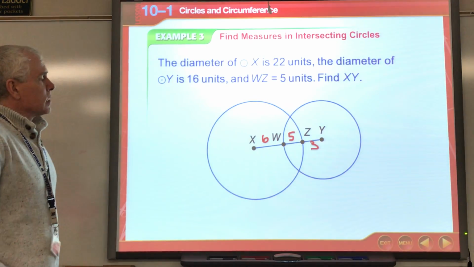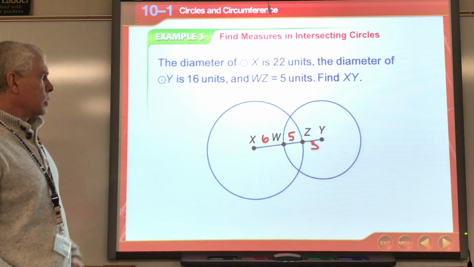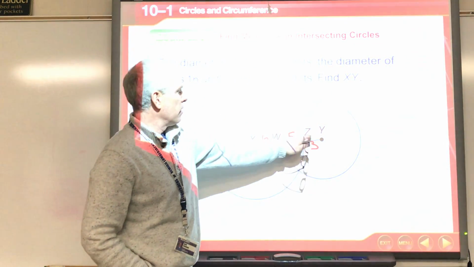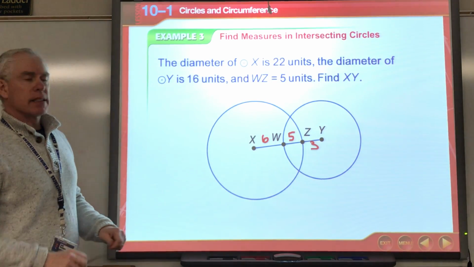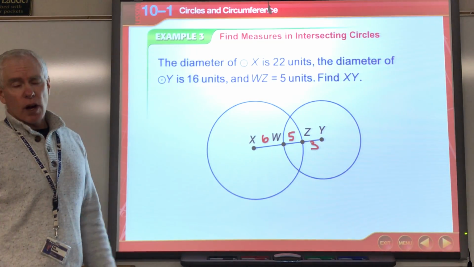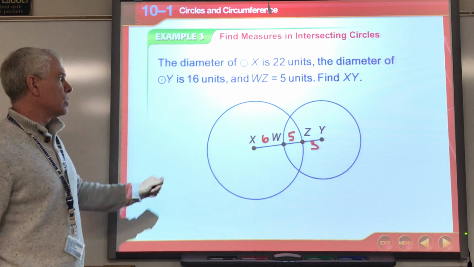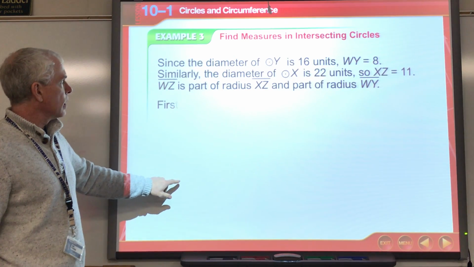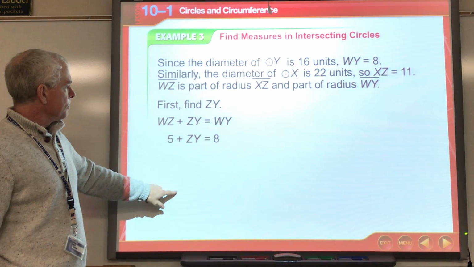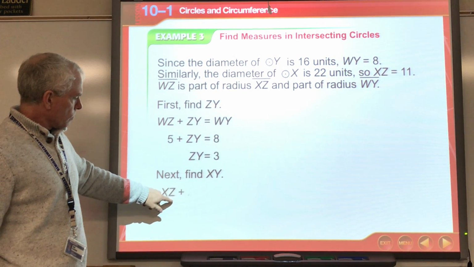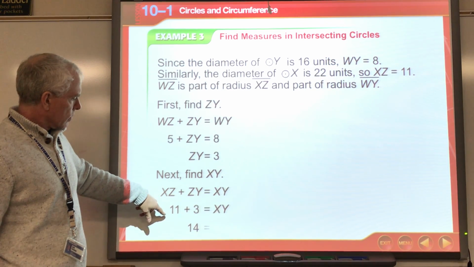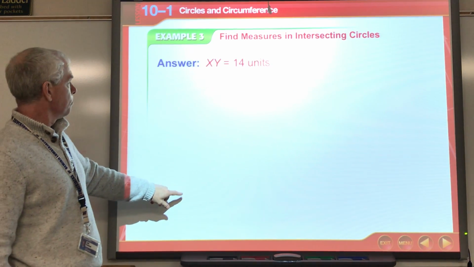Well, now it's asking me to find XY. That's pretty straightforward. If I add these up, 6 plus 5 plus 3 is 14. That's got to be our XY. I think always drawing a diagram and then writing in what you know is super helpful, okay? So as we go through it, 14, just like we said.